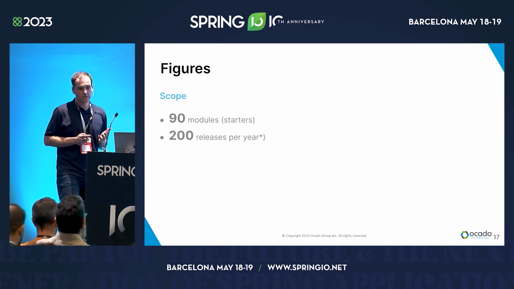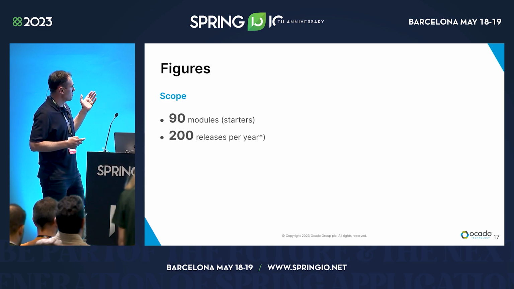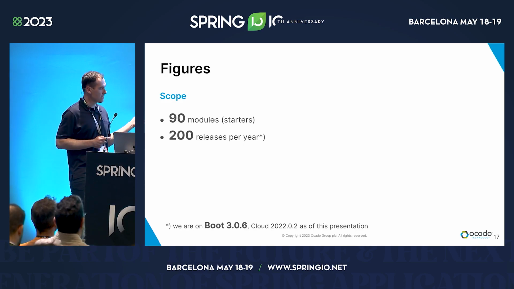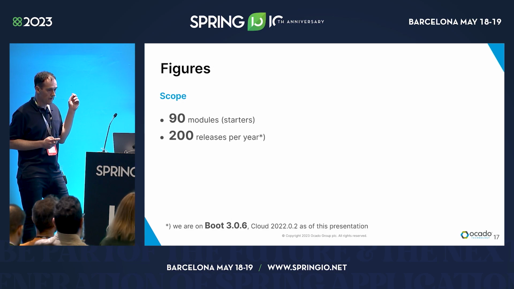Some figures to end the section. We have 90 modules. We do 200 releases per year. As I said, we are on the latest version of Spring Boot now.